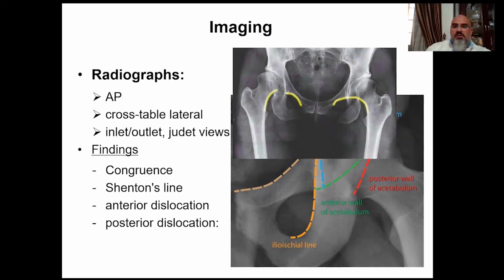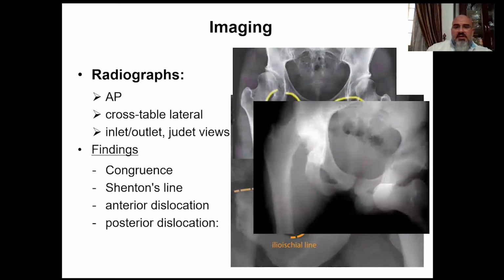In case of posterior dislocation, you will find the head looks a little bit smaller than the contralateral side, together with the position of the head being posterior and superior to the acetabulum. This is the X-ray. It's a very nice X-ray showing posterior dislocation of the hip on one side, and on the contralateral side, anterior dislocation of the hip.